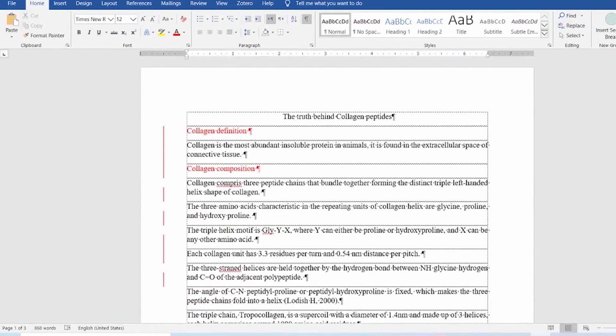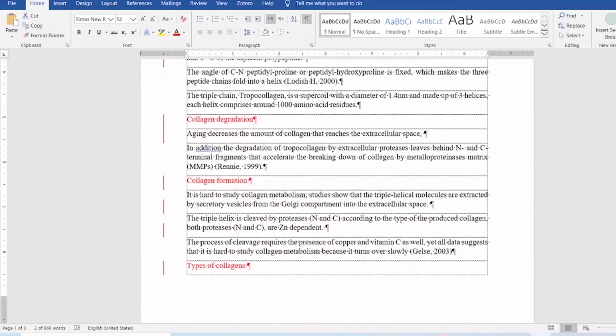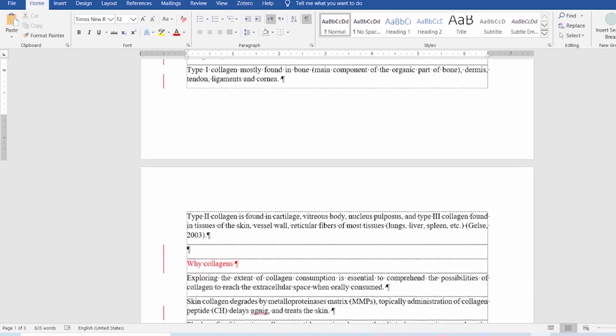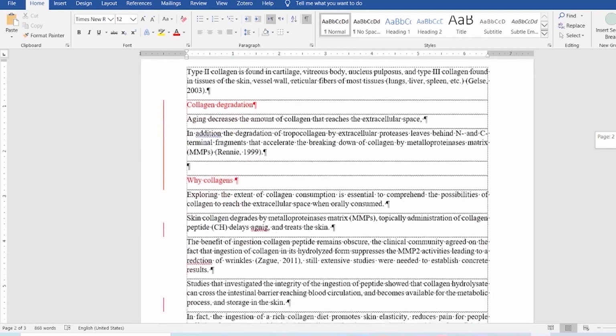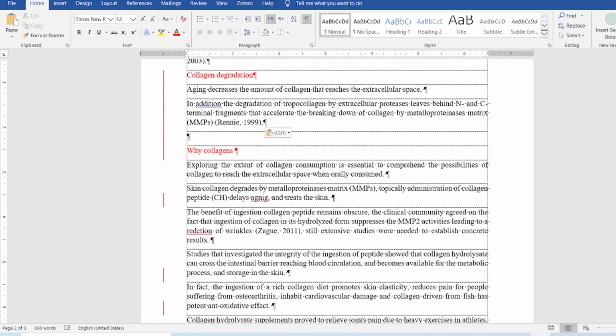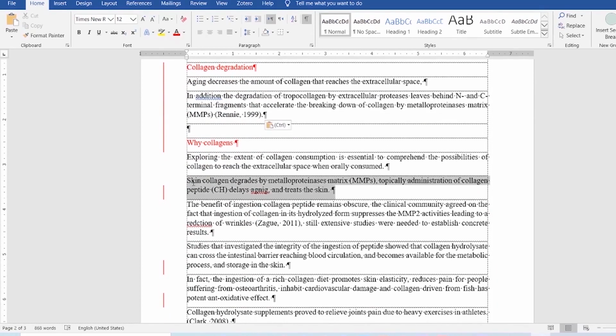Now let's move to the headers that we created and see if they are following the right order. So first is the collagen definition, collagen composition. Now moving to collagen degradation, then collagen formation. So it is better to move collagen formation and types of collagens first. Then I talk about collagen degradation. So let's remove this one and move it down here. Then if I have any sentence that doesn't belong to my title, let's move this collagen degrades here because it talks about collagen degradation as well.